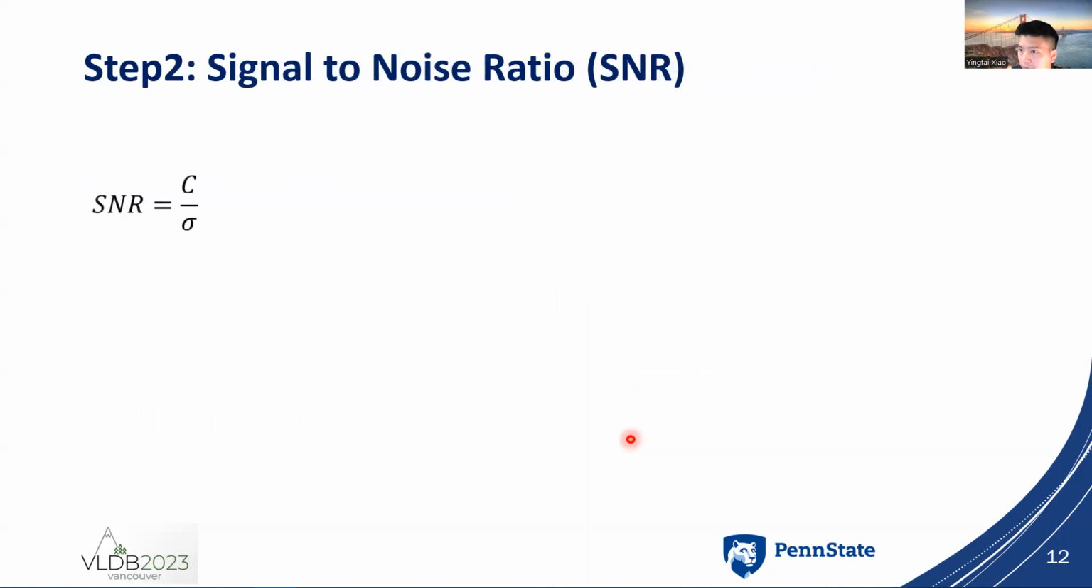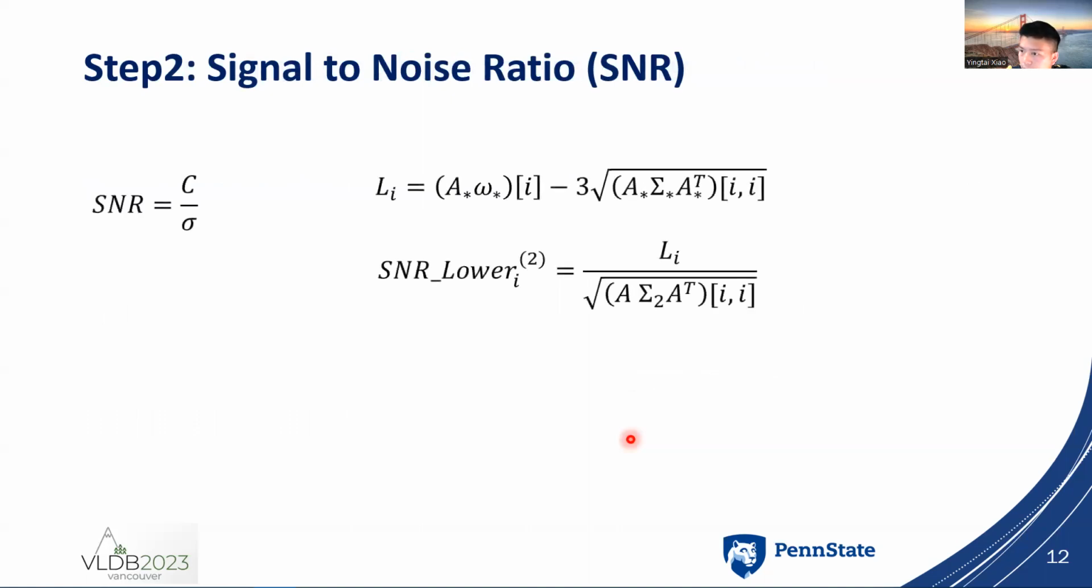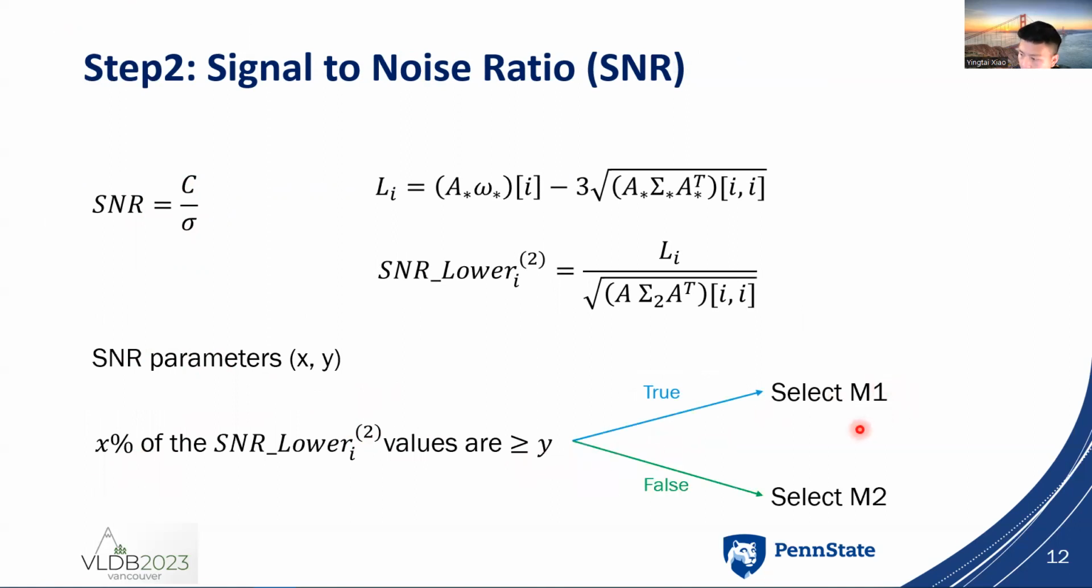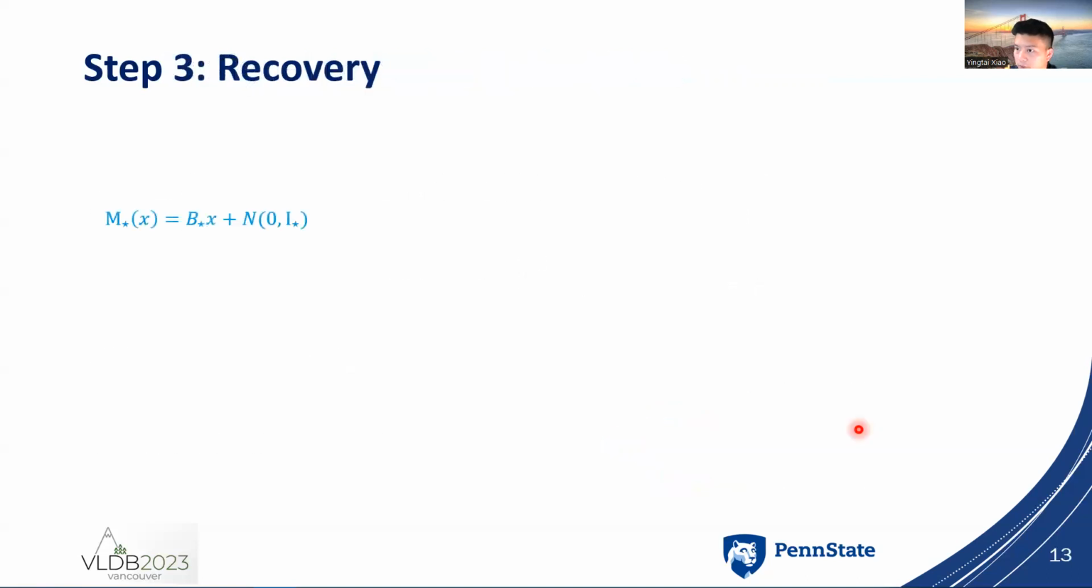Then we define the signal to noise ratio. Here C is the true count, and sigma is the standard deviation. Based on the signal to noise ratio, we decide which mechanism to choose. If this is satisfied, we select mechanism 1. Otherwise, we select mechanism 2. So there are other strategies to select a mechanism based on the answer to the common mechanism, but this is just one of them.